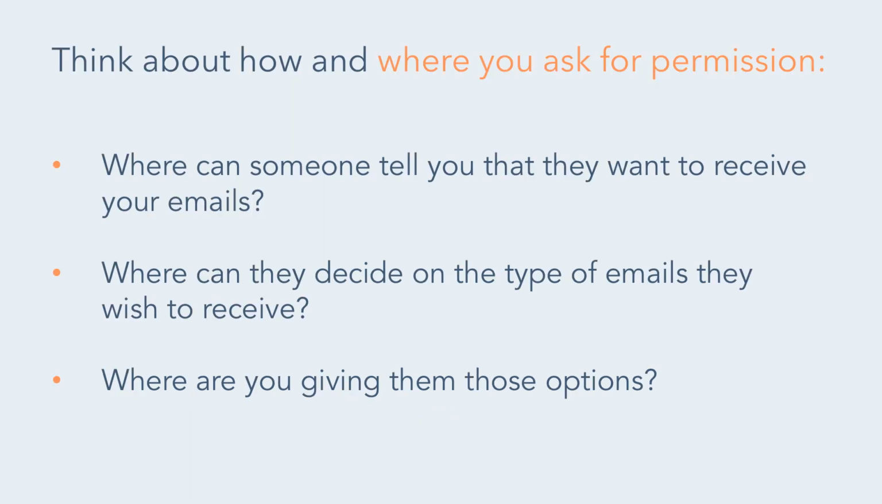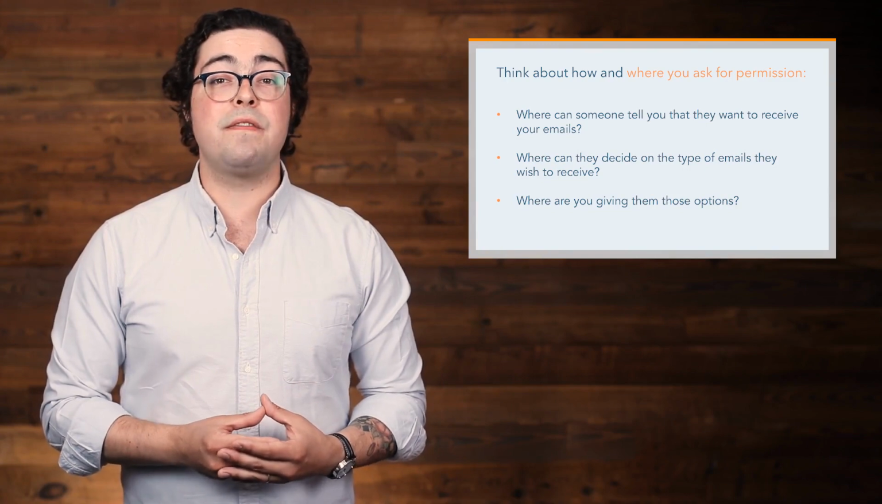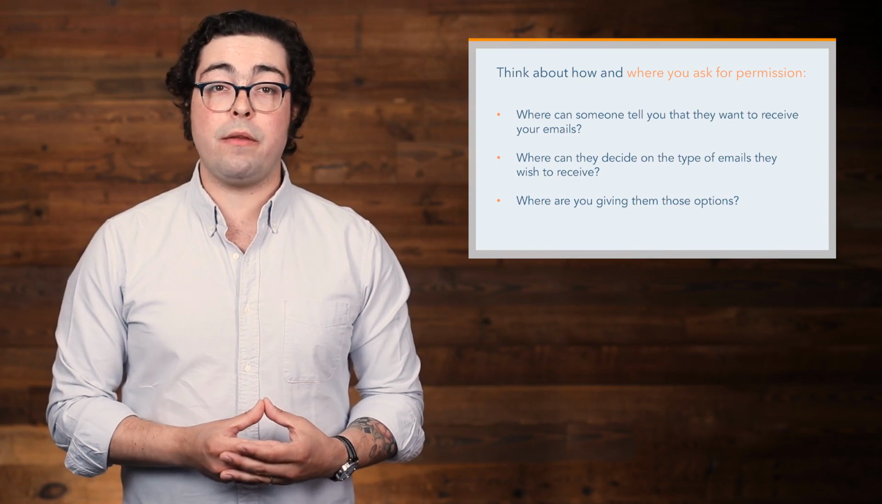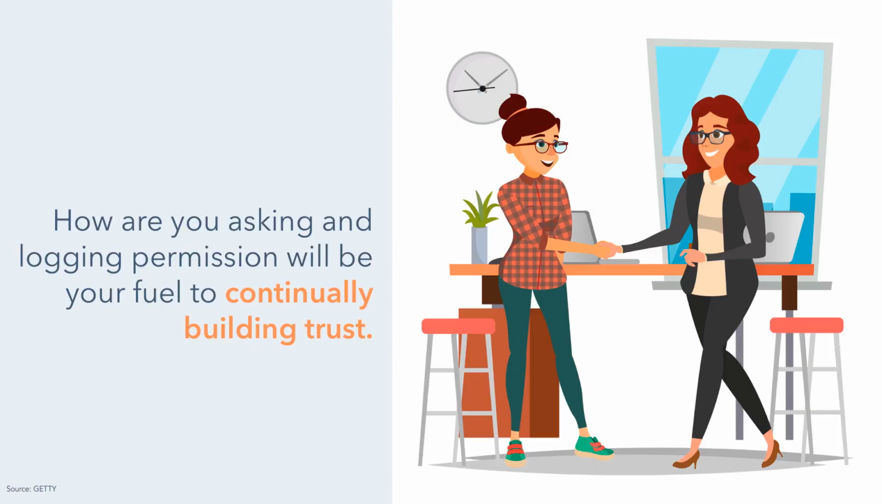Think about how and where you ask for permission. Where can someone tell you that they want to receive your emails and decide on the type of emails they wish to receive? Where are you giving them those options? This could be on the forms your contacts fill out, or by calling out the preferences link in the footer of your emails so they can update their email preferences at any time. How you're asking for permission and how you're logging that permission will be your fuel to continually building and maintaining trust and the permission to send to your contacts.